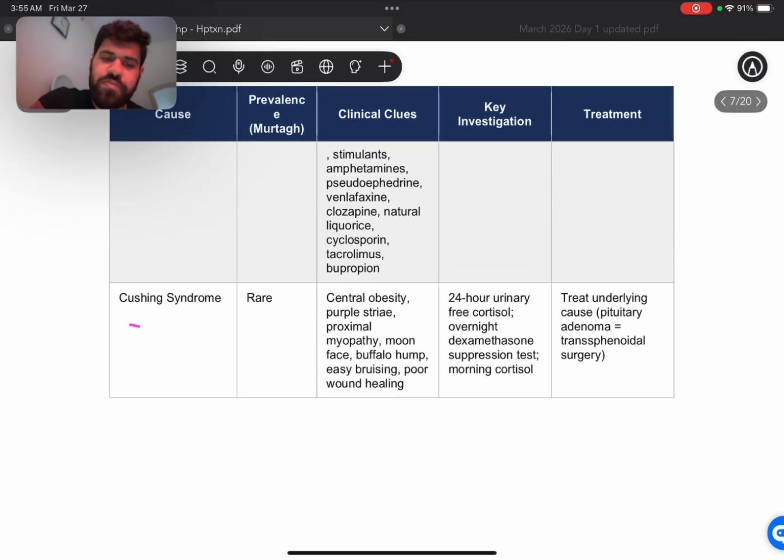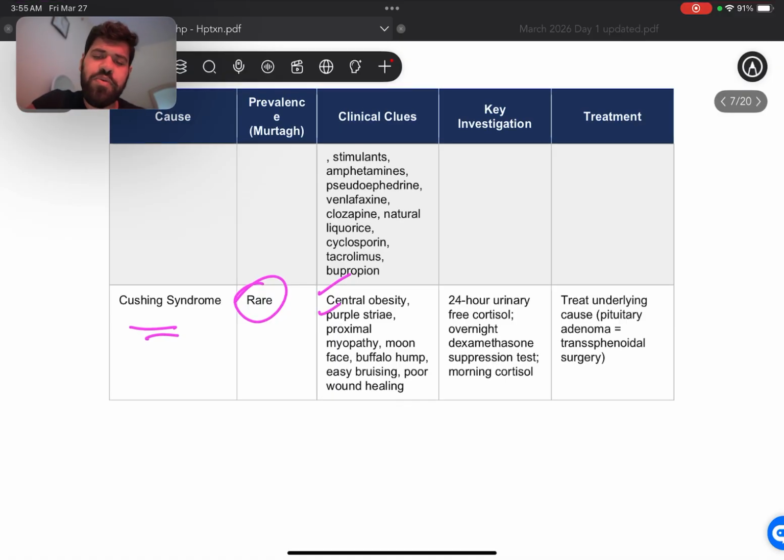Then Cushing syndrome as compared to Conn's syndrome. Now it's rare. There's central obesity. The normal symptoms for Cushing syndrome: purple striae, proximal myopathy, moon face, buffalo hump, eye bruising, poor wound healing. Then you have to check for urinary free cortisol, overnight dexamethasone suppression test, and morning cortisol. And the treatment is going to be to treat the underlying cause. If there's a pituitary adenoma, we have to do transsphenoidal surgery.